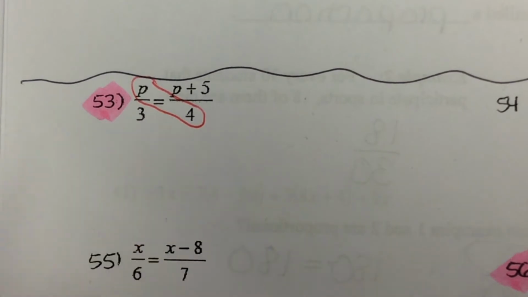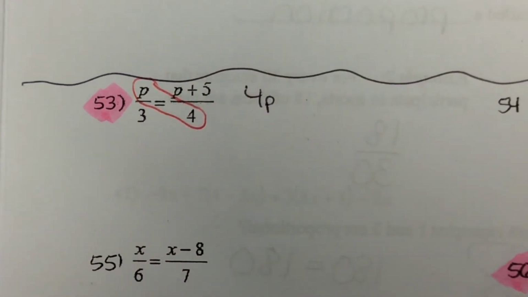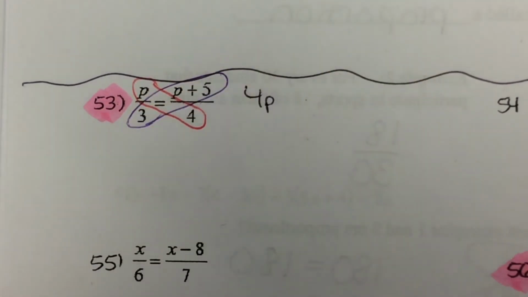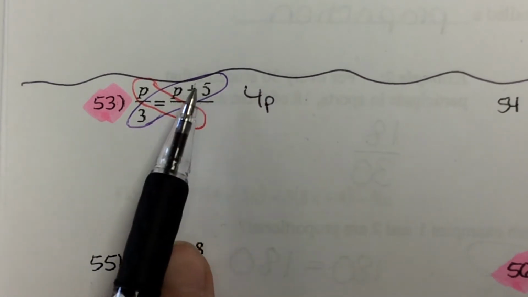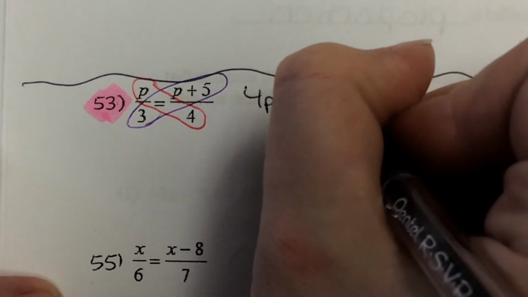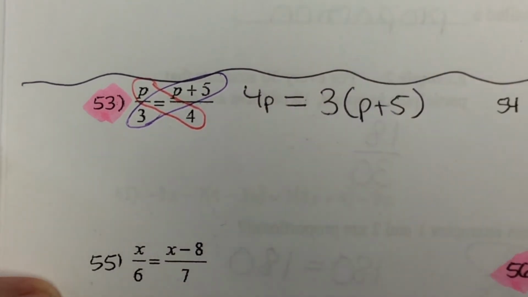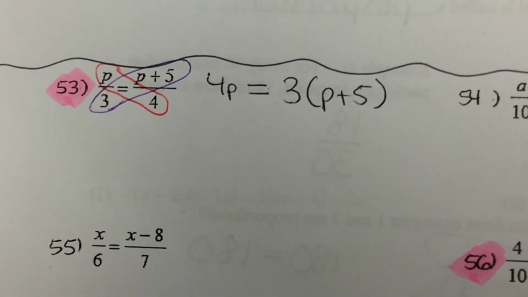So p times 4 is just 4p. And then multiply the other way. And we have 3 times this entire expression here, which is p plus 5. So equals 3 times p plus 5. All right. So now I have this written as an equation, which we're used to by now. We did this for our quiz.